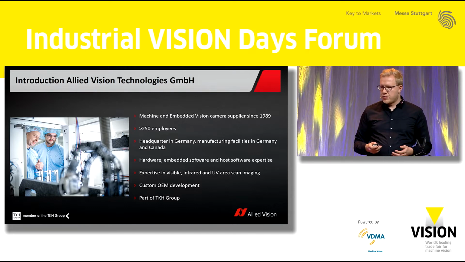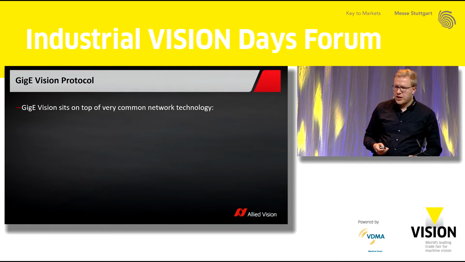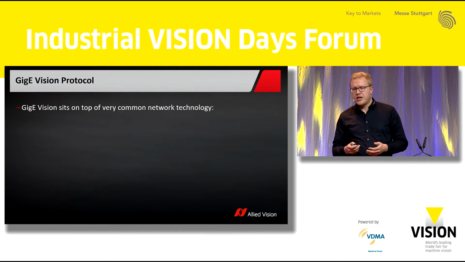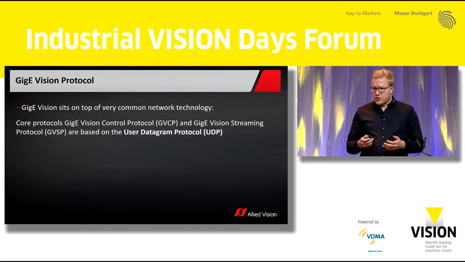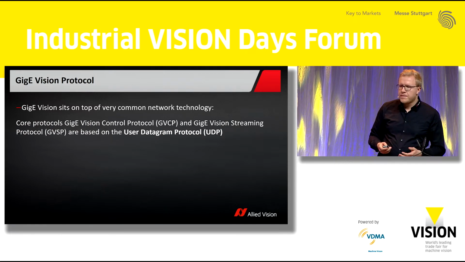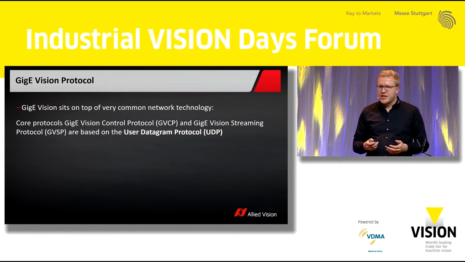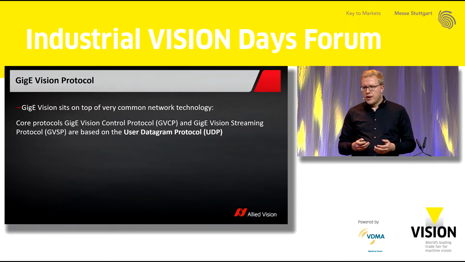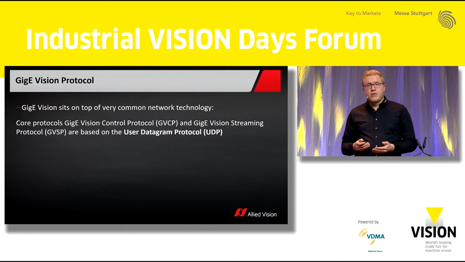So let's get started with the actual topic. First, about the GigE Vision protocol. GigE Vision sits on top of very common network technology. These are the core protocols: GigE Vision Control Protocol, GVCP, and GigE Vision Streaming Protocol, GVSP. And they are based on the User Datagram Protocol, UDP. UDP is the most widely used in machine vision, and that's for a reason.